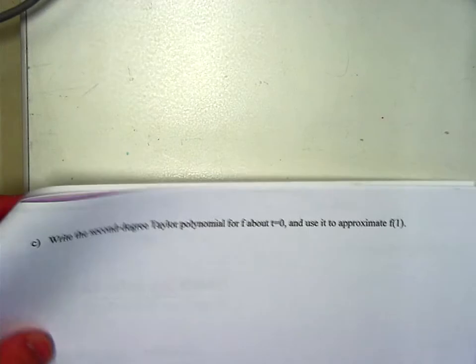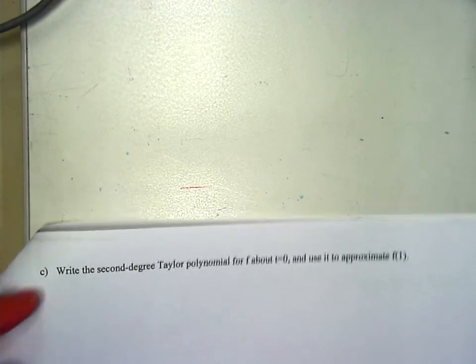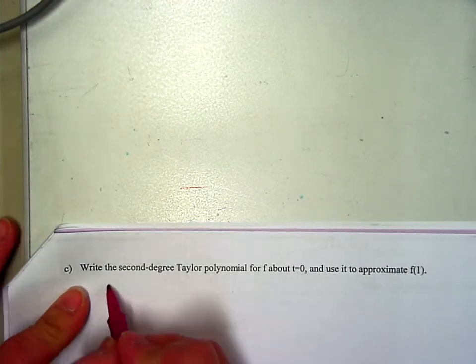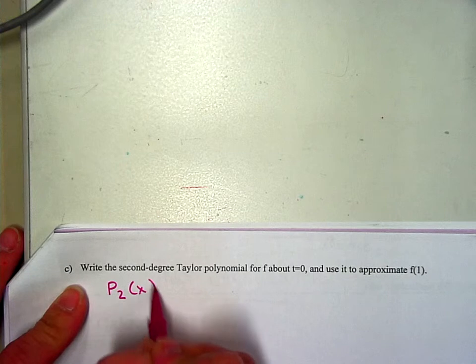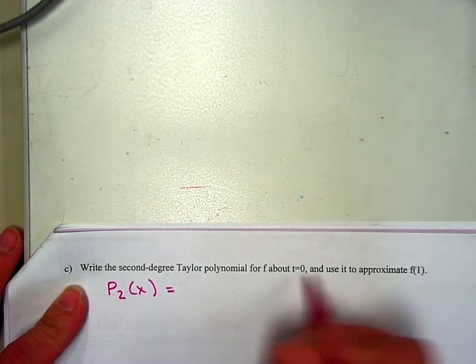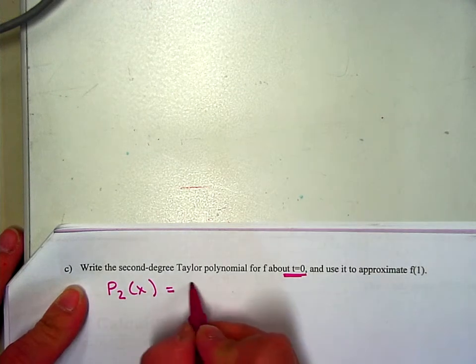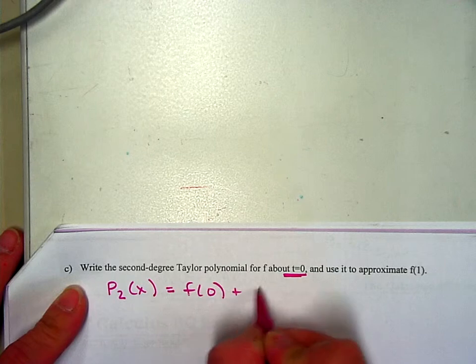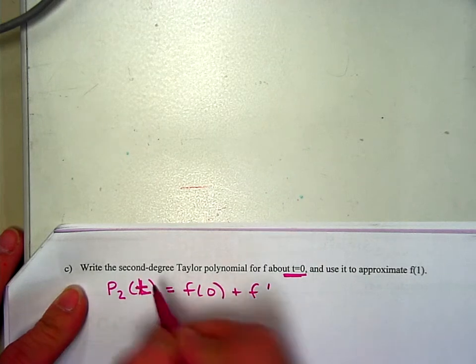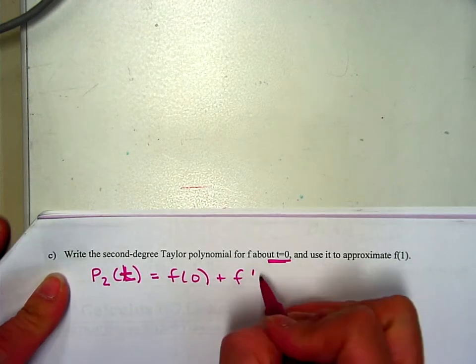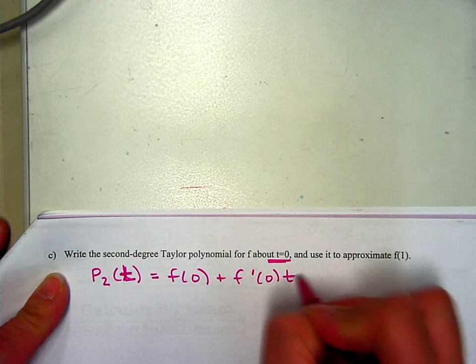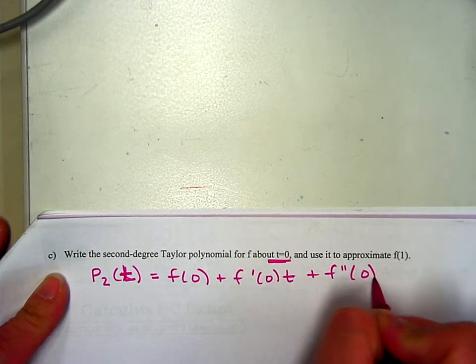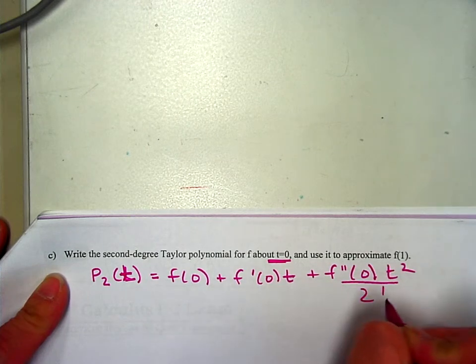Okay, part C, write the second degree Taylor polynomial. Okay, let's think about how we write a second degree Taylor for about t equals 0. So the first point should be f of 0, then f, and this is going to be for f of t. There's no x. F prime of 0 times t plus the second derivative at 0 times t squared over 2 factorial.